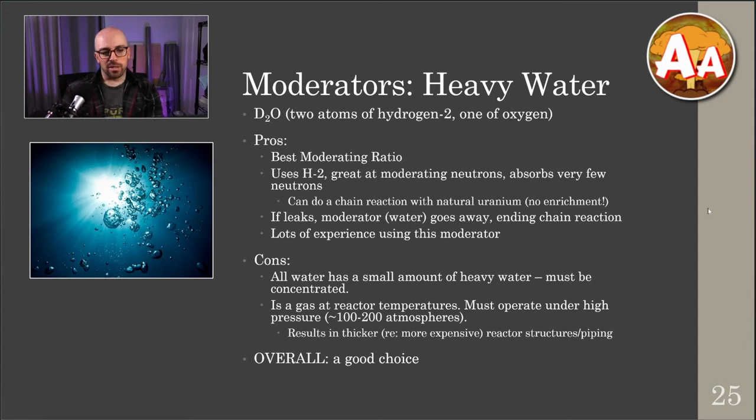Best moderating ratio. H2 is good at moderating neutrons, second best. You can get a chain reaction with natural uranium. If it leaks, the water goes away, just like light water, lots of experience.